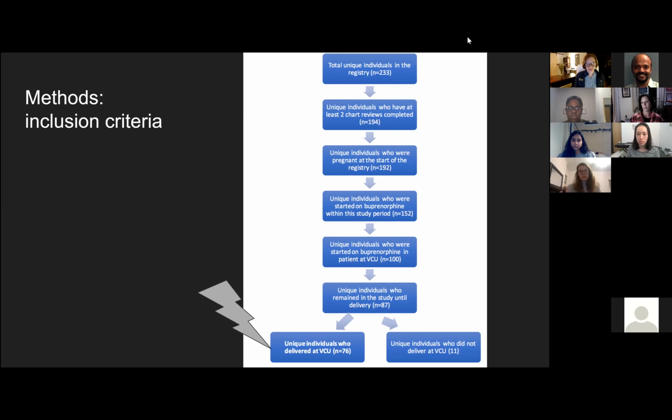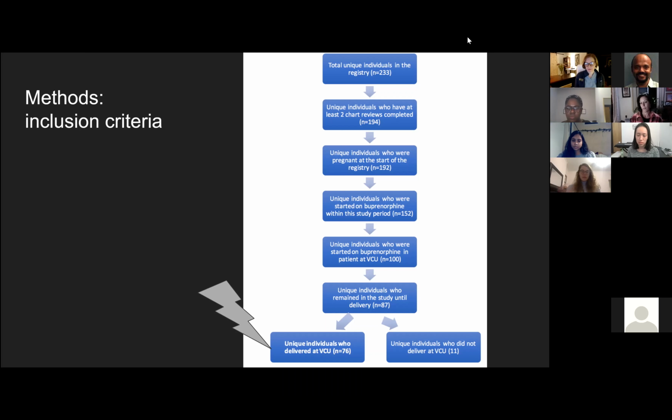And then we further wanted to look at people who started buprenorphine inpatient at VCU specifically. So that was 100 patients. So that means that we started out with 100, and then our outcome occurred not during pregnancy, but at delivery. So to be included in our sample, we had to make sure that they were still in the sample at their delivery. So you can see here that 13 people discontinued their buprenorphine treatment before delivery, which means that they were no longer getting those look back periods, so they were not included in our sample.